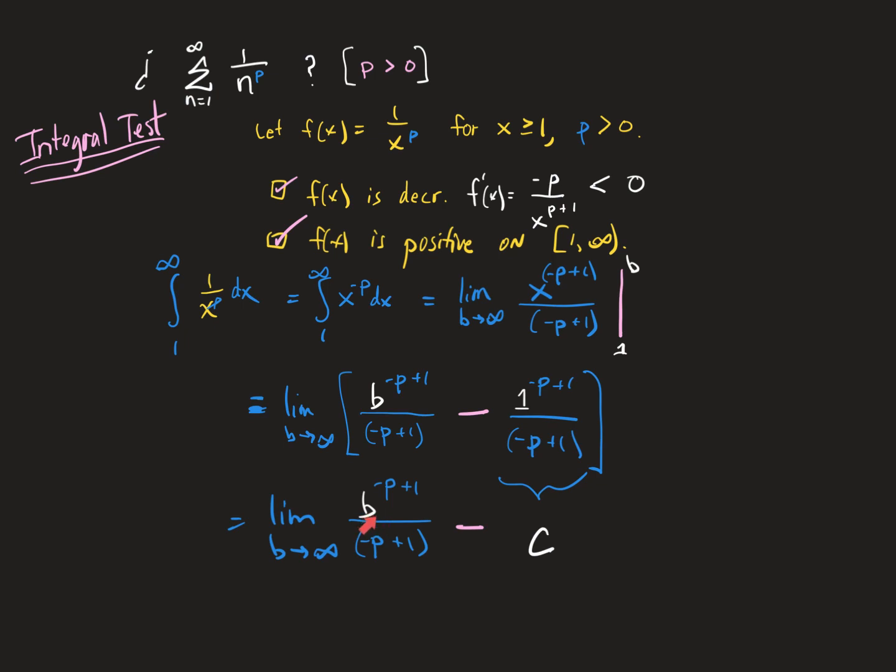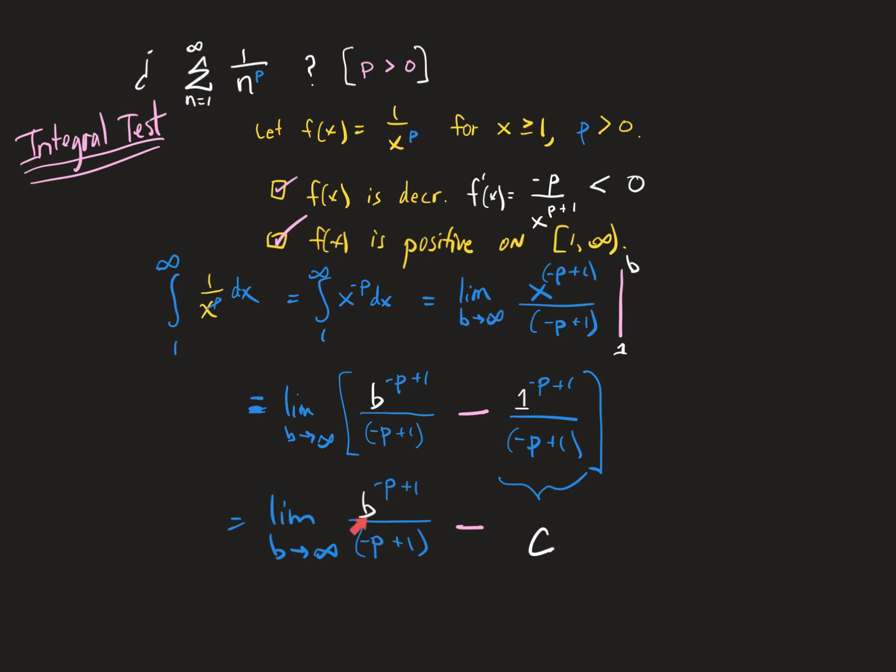Well, if the numerator is approaching infinity, then this entire expression is unbounded and diverges toward infinity. But if the denominator is approaching infinity, then a constant over infinity, that's basically 0. Well, you might say, wait a second, if b is approaching infinity, then how will the denominator ever approach infinity?